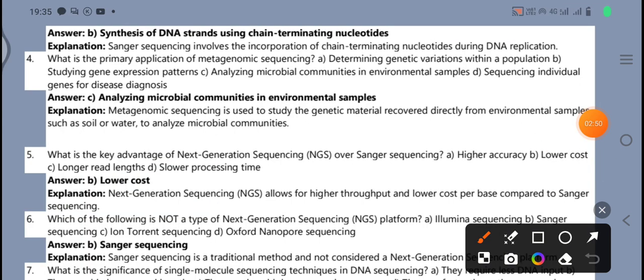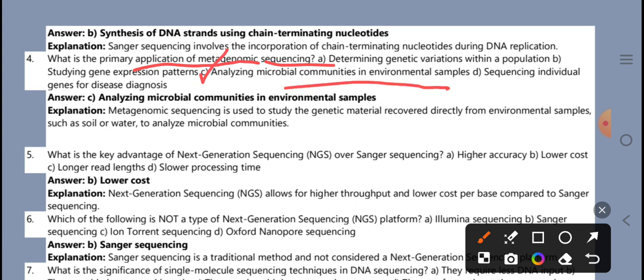Next is, what is the primary application of metagenomic sequencing? So as we discussed earlier, option number C, analyzing microbial communities in environmental samples. Question number 5, what is the key advantage of next generation sequencing over Sanger sequencing? So it provides a large amount of sequencing at lower cost. So option number B is the right answer, lower cost.